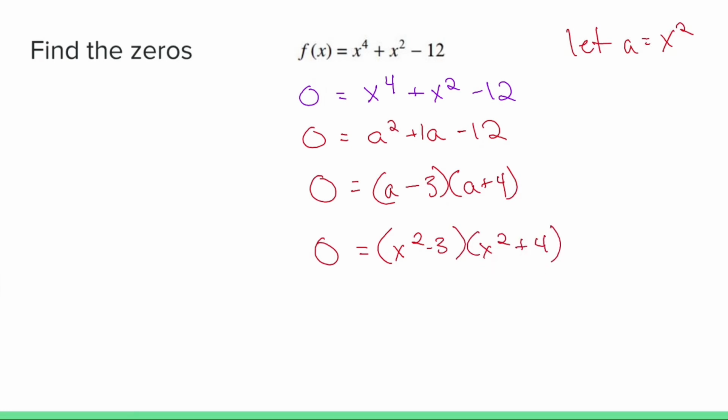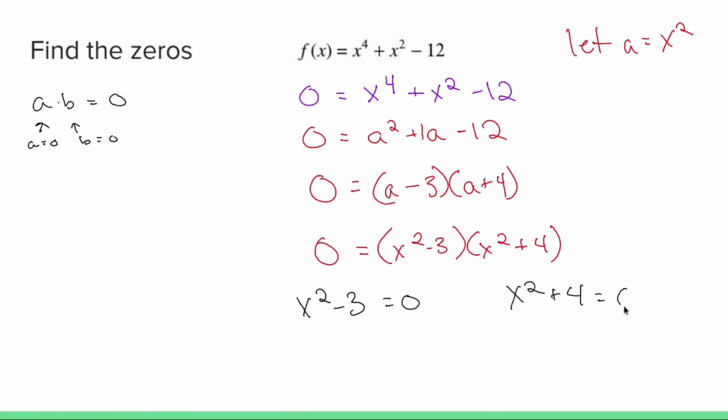Now this requires the zero product property. The zero product property says if you multiply 2 or more objects and it's equal to 0, you set each part equal to 0 like so. So I'm going to do that over here. I'm going to say x squared minus 3 equals 0, and x squared plus 4 equals 0, and solve each one of those individually. Add 3, x squared equals 3. Take the square root of both sides, don't forget your plus or minus, and x is going to equal plus or minus the square root of 3.